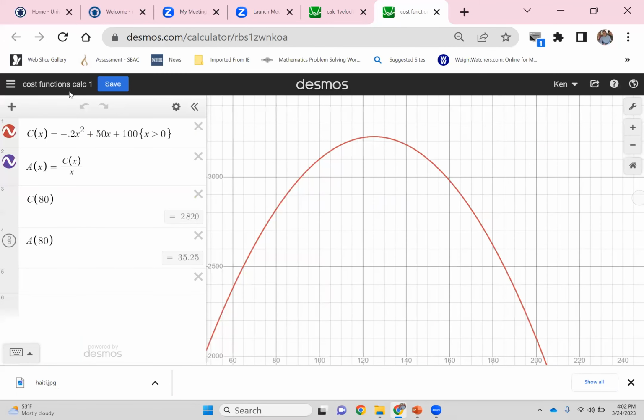Okay. Here's the cost functions. So here it is. You would have to type in the cost function. The average cost function is done for you. And you would type in right here how many you're making and the average for each one of how many we're making. And here's a graph that illustrates that.